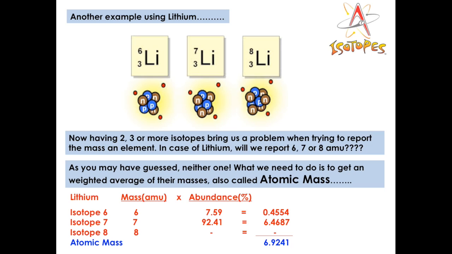So we multiply the 6 times the abundance. In this case, it will be 0.0759. And for isotope 7, we'll multiply the 7 times 0.9241. Adding up, that'll give us 6.92. And as we can see now, lithium in the periodic table appears with 6.94. The difference between our calculation and the number that appears in the periodic table is basically the traces of isotopes.